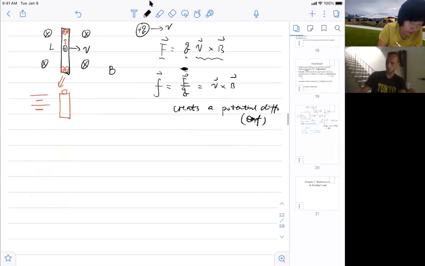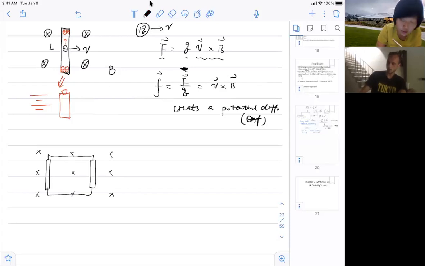If you have, let's say, the B field, again into the page, and I'm going to complete this into a complete circuit. So if I have one metal bar here, and I have another metal bar here, connected by wire, and you can ignore the wire, just the metal bars. If we look at the motion of the two metal bars, each of them will become like a battery, because they're moving in the same way.